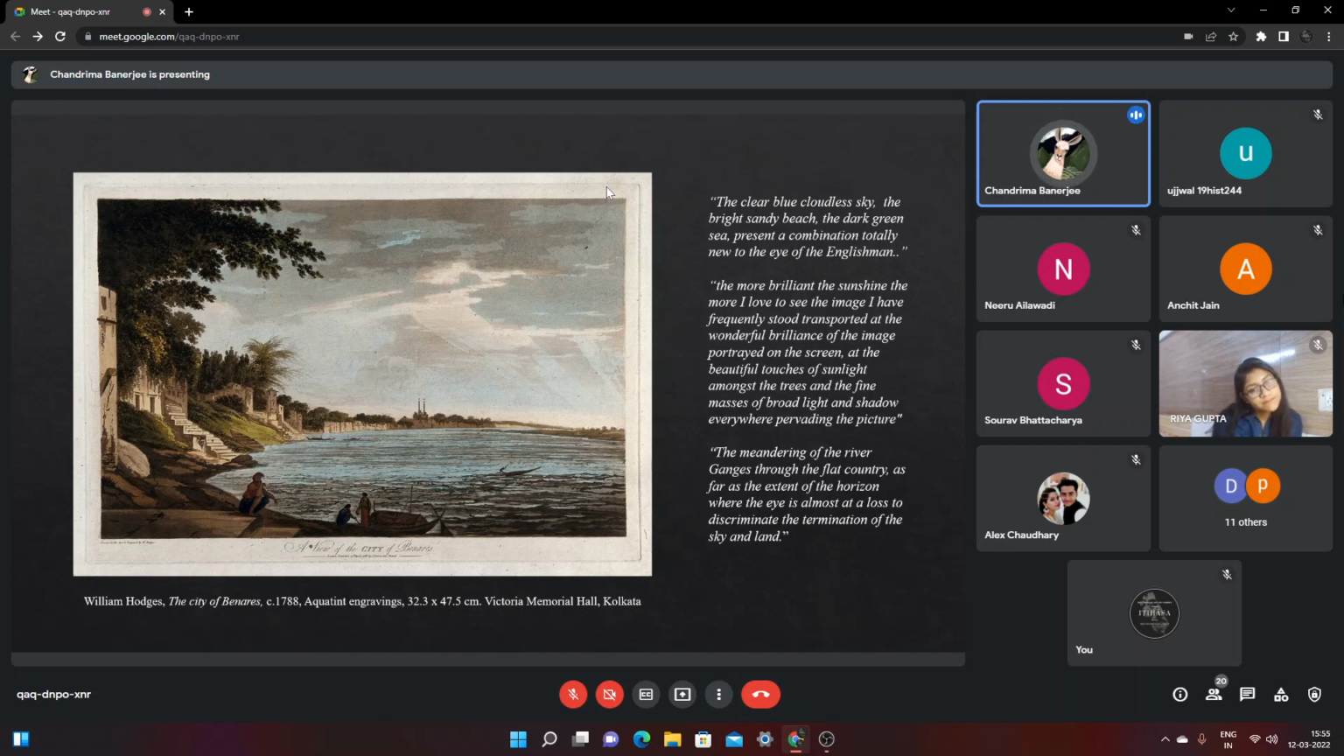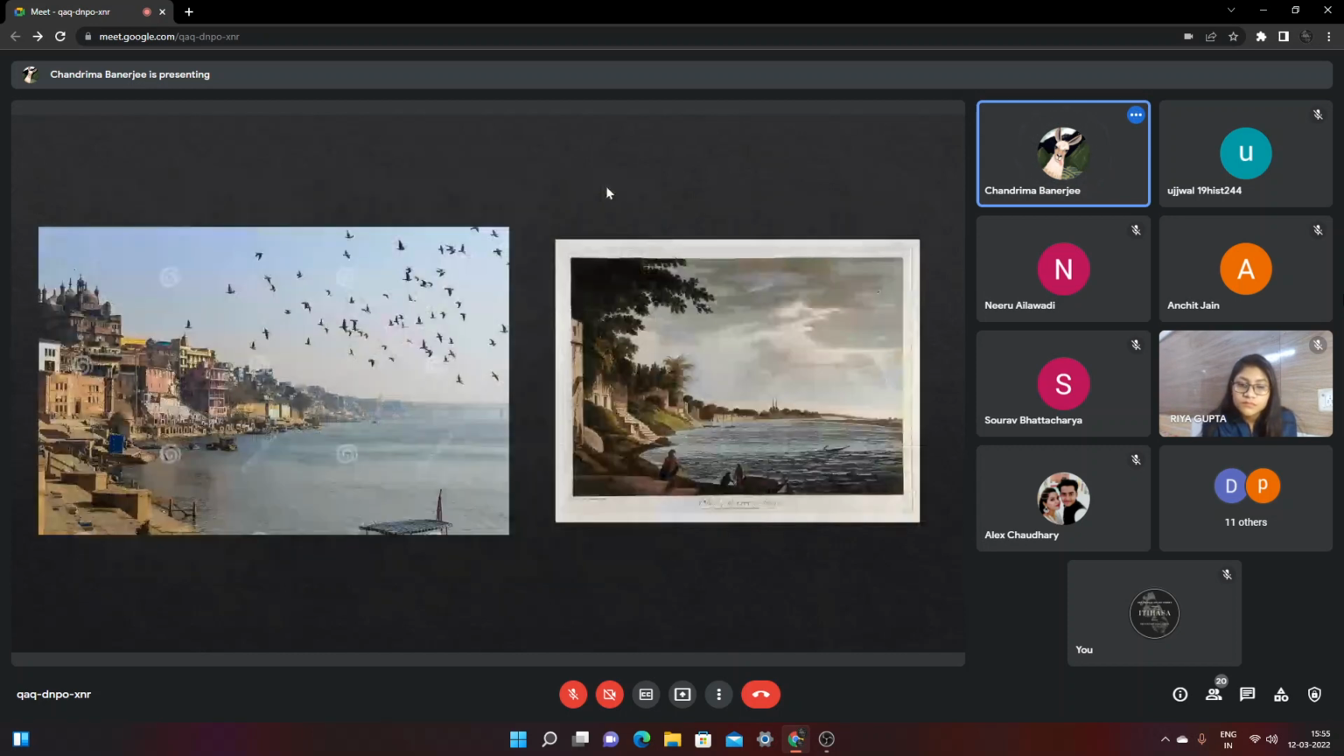The composition is the balance of light and shade. It's a product of the romantic movement which the artists were highly influenced by. This is just to provide you a setting and to relate with the composition.